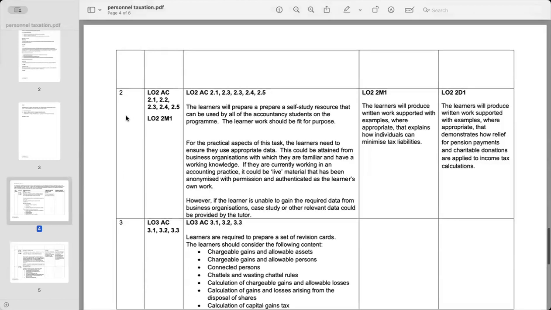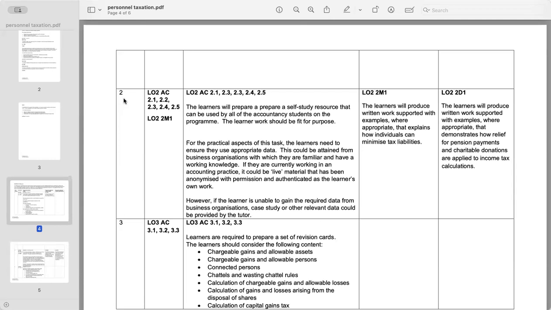Okay, so now we will move to our second lecture, where we discussed personal allowances and different topics in our learning outcome two. We discussed personal allowances, which are the amount of income individuals can earn before they start paying income tax. They serve as tax-free thresholds. In the UK, personal allowances vary depending on factors such as income levels and other circumstances.